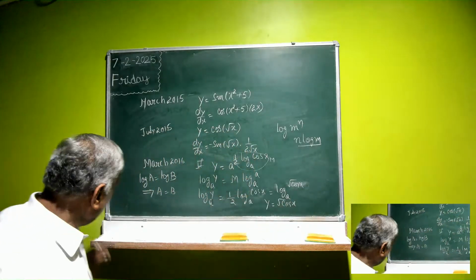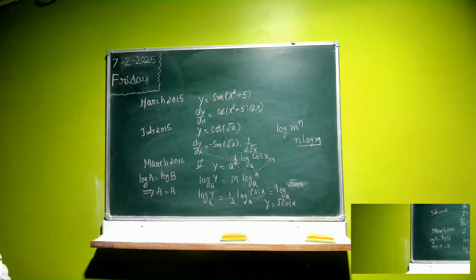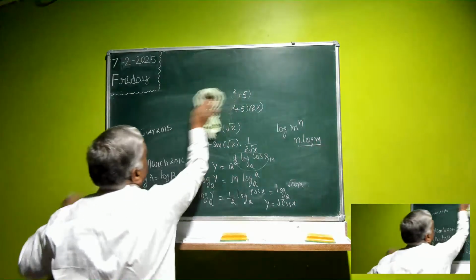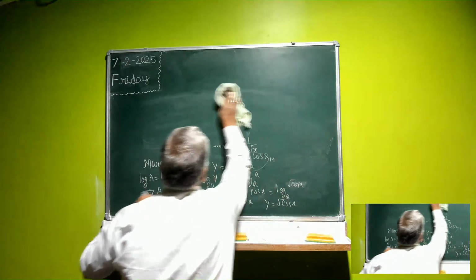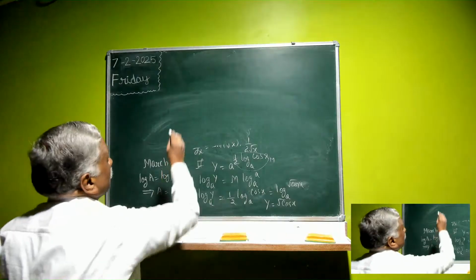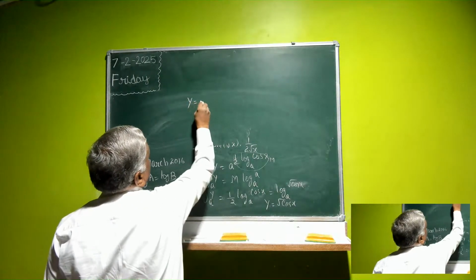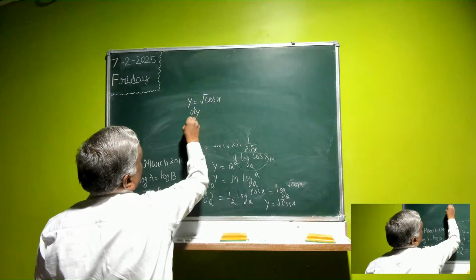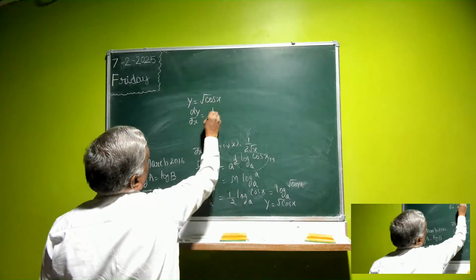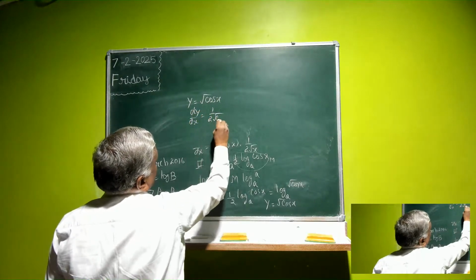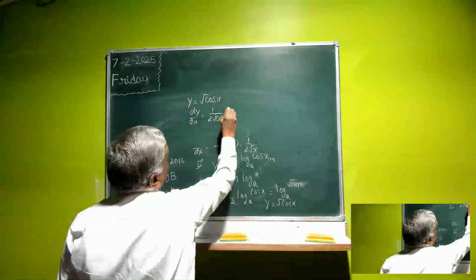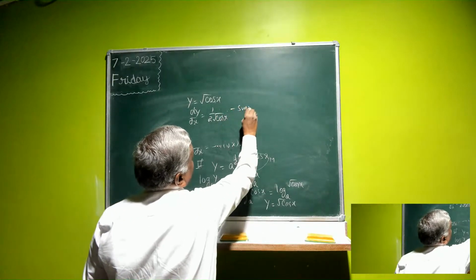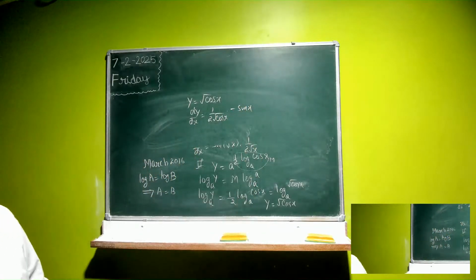How to differentiate y? Root cos x is a chain rule problem, so you have to use the chain rule for that. So y is equal to root cos x. dy by dx is equal to 1 over 2 root cos x, that is differentiating the root, and then the derivative of cos x, which is minus sin x. This is the final answer.